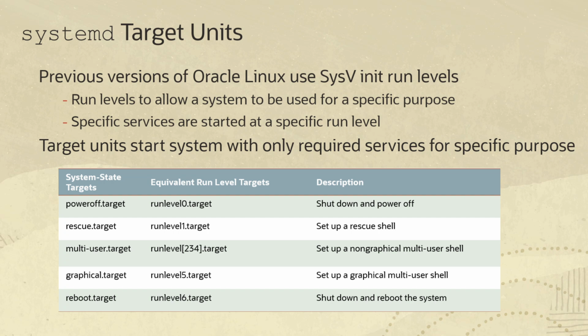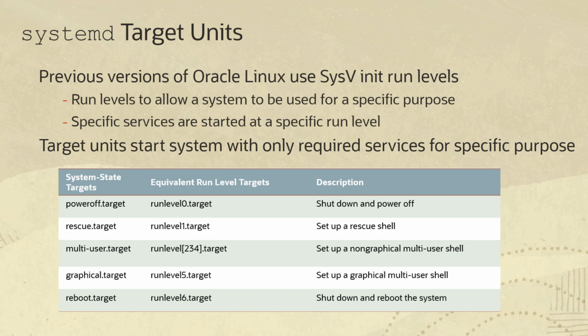Previous versions of Oracle Linux use System V init run levels to define which services to start at boot time. These run levels provided the ability to use systems for different purposes and only start the services needed for a specific purpose at a specific run level. Target units are similar to System V run levels in that target units allow you to start a system with only the services that are required for a specific purpose. Oracle Linux is distributed with a set of predefined targets.